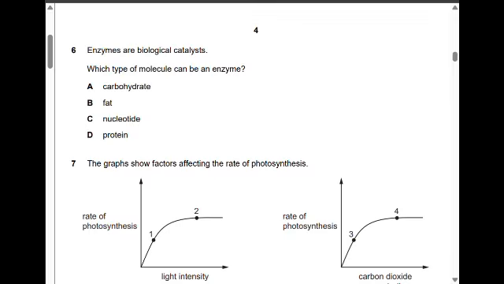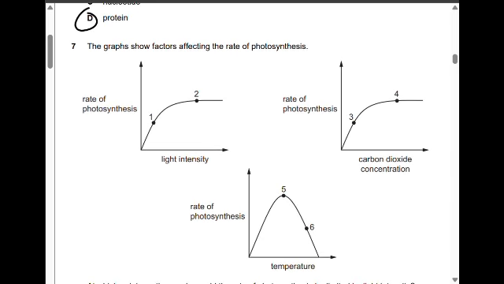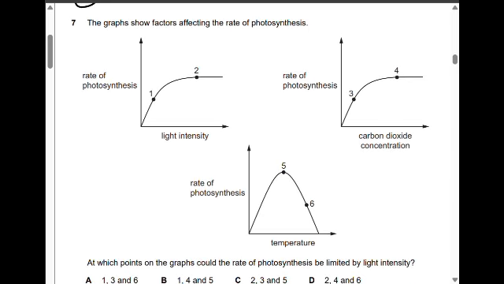Which type of molecule can be an enzyme? So by definition, they're protein in nature, so the correct option is D. Next is question 7. The graph shows factors affecting the rate of photosynthesis.